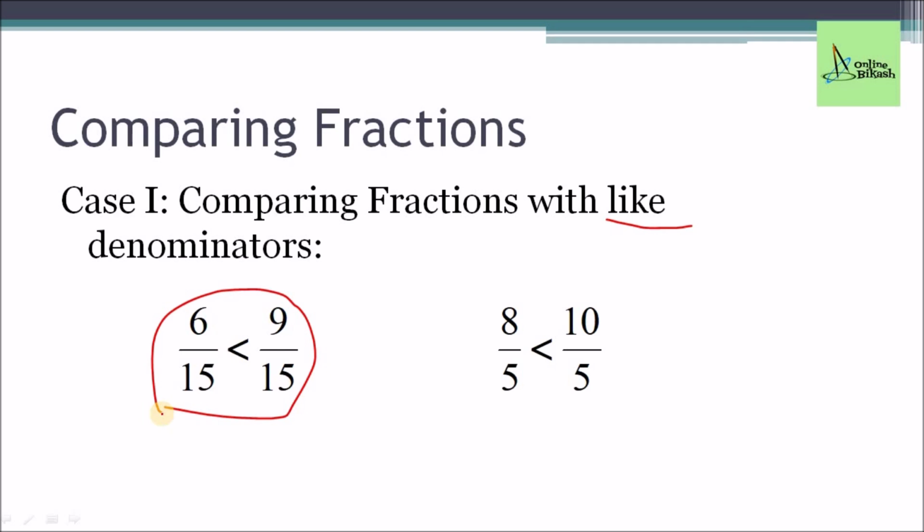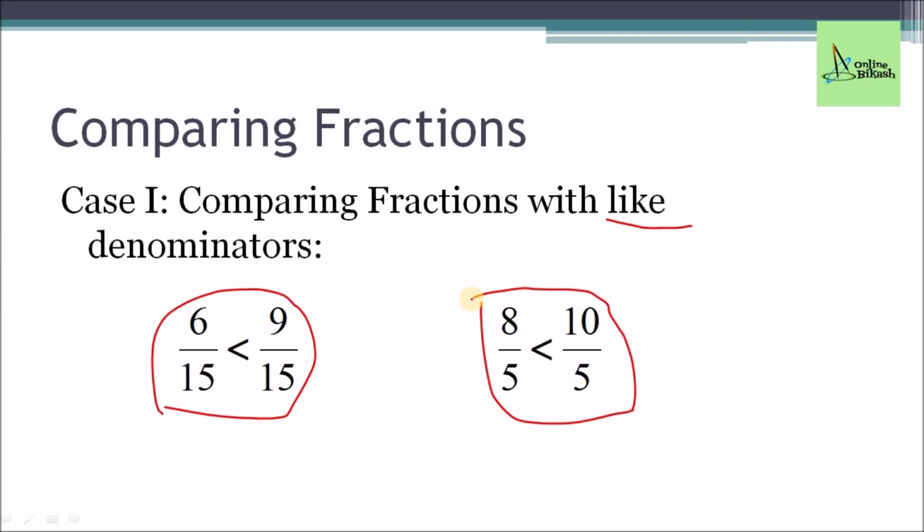Is it clear? Similarly in this case you see 8 by 5 and 10 by 5, they have the same common denominator 5. So we will find which one is the bigger numerator. 10 is bigger, so 10 by 5 will be greater than 8 by 5.